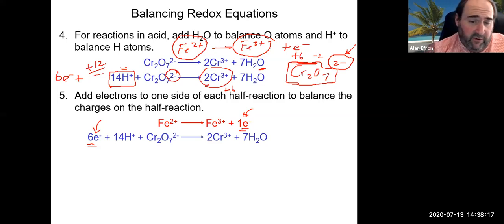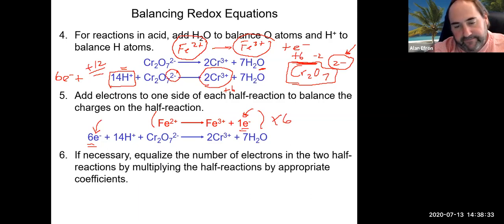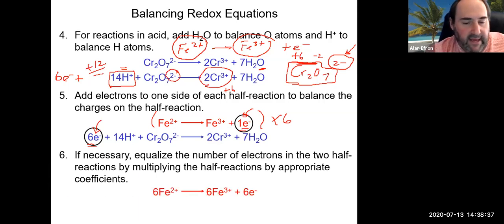If at this point you add the electrons to the same side, not good. Something bad happened there. So we do need to make sure we have the same number of electrons. In this case, we have to multiply the top one by 6 to get the same number of electrons. And if we multiply the top one by 6, not just the electrons but everything that's there, we get 6 Fe2+ and 6 Fe3+, plus our 6 electrons.